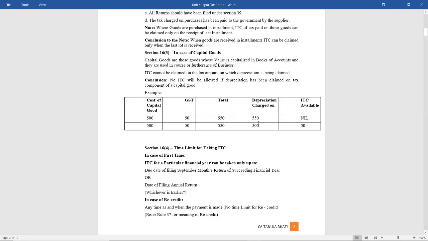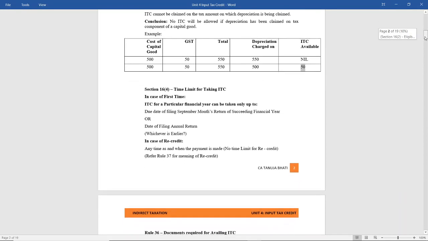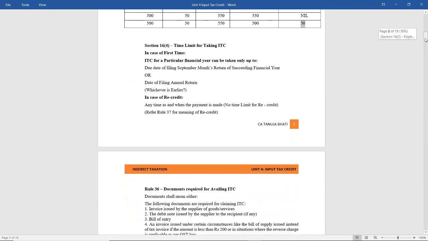If depreciation is not charged on the GST component, in the second example, 500 is the cost of capital goods, GST is 50, total is 550. But depreciation is just charged on the cost and not on GST. Therefore, ITC will be available. So always remember, in case of capital goods, either you will get the benefit of depreciation or you will get the benefit of ITC. You will not get double benefit.